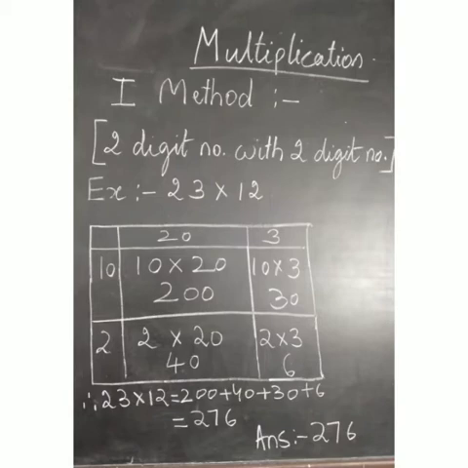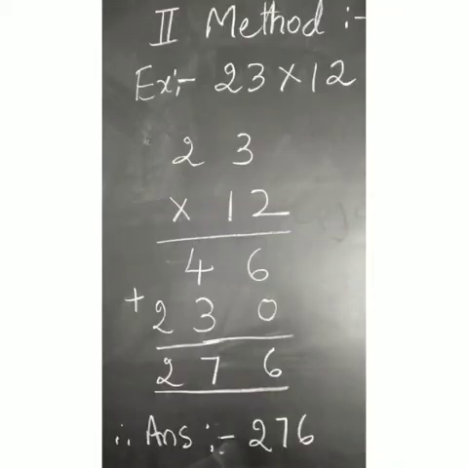Then the second method also you have to learn. Now children, you write 23 and 12 as I have shown on the screen. So in the vertical form you have to learn the multiplication. So pay attention and understand it.